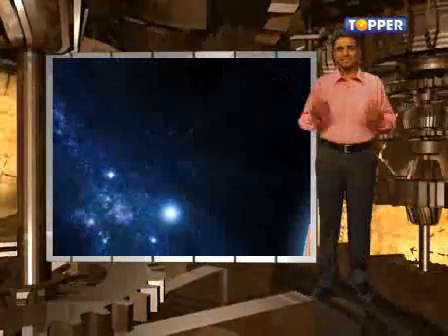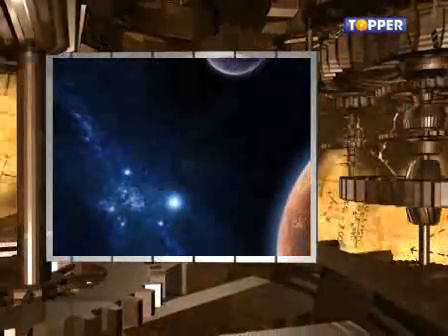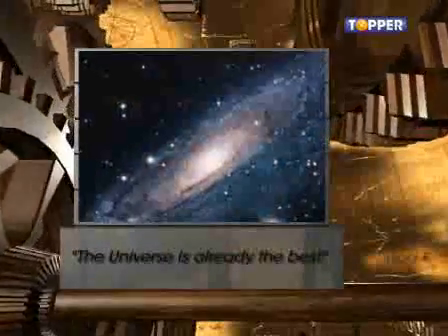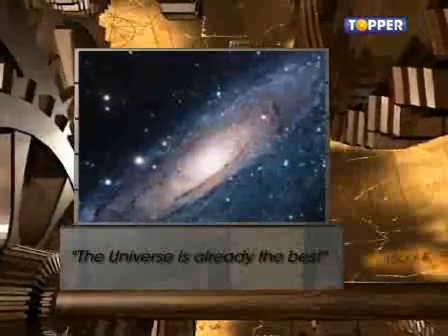Leibniz claimed that the universe had to be imperfect, otherwise it would not be distinct from God. He then went on to claim that the universe is already the best it can possibly be without being perfect.